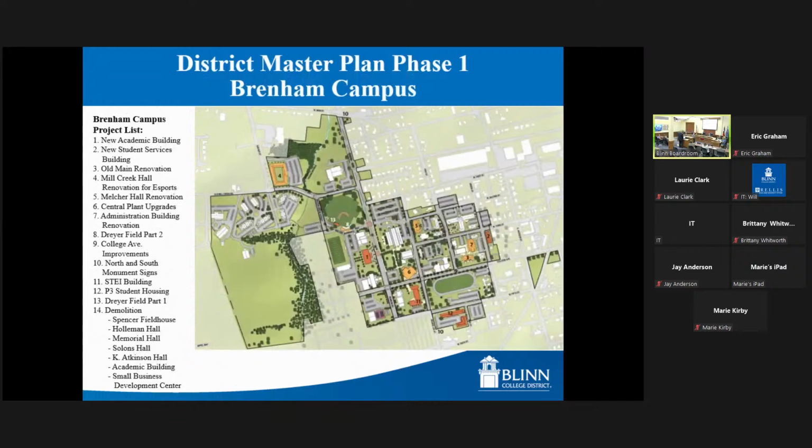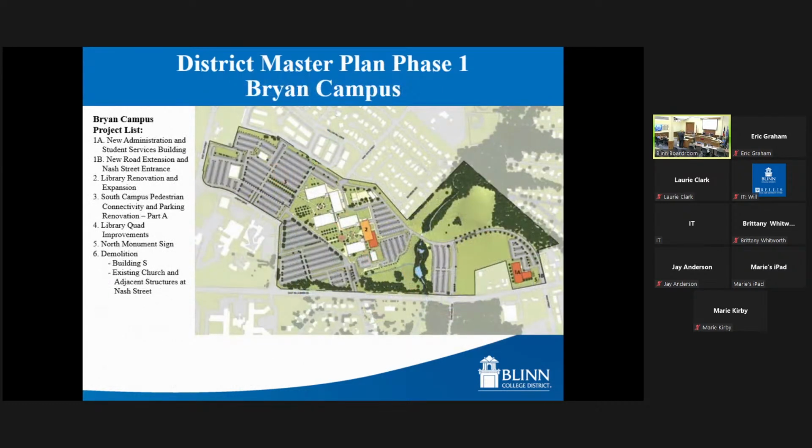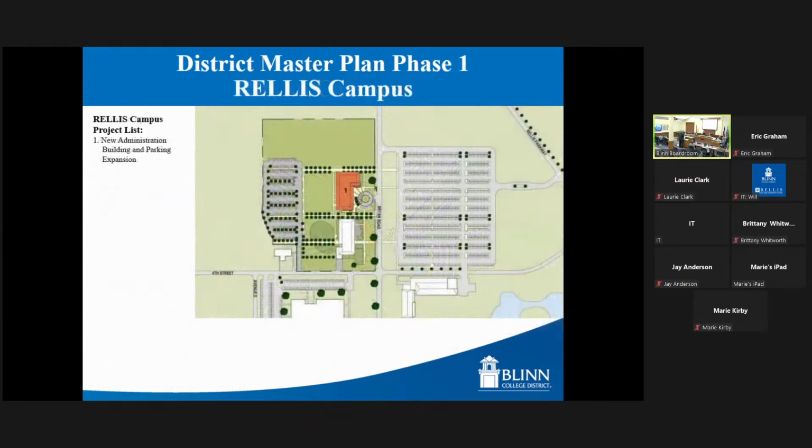I'm going to just do a brief overview of the master plan projects that were presented by Gensler. We won't get in depth, but for the Brenham campus, Gensler had presented 14 various projects in their master plan documents. They also presented 6 master plan projects for phase 1 on the Bryan campus. And then of course the 1 master plan project for the Relis campus, which is the Relis phase 2 administration building. All of those projects will be rolled into this implementation plan that I'm about to present to you.